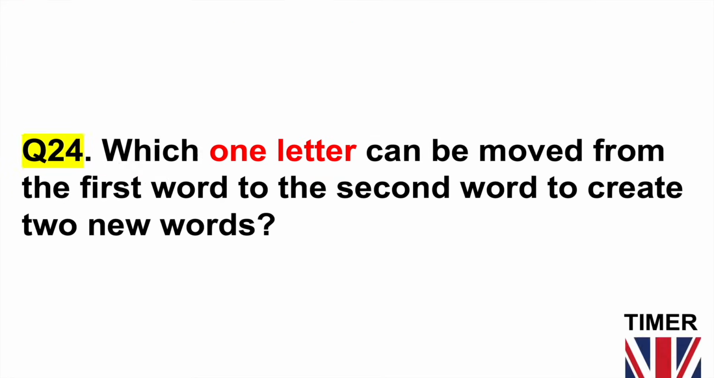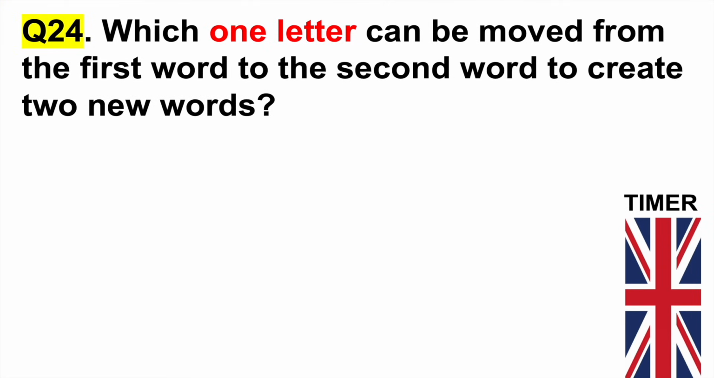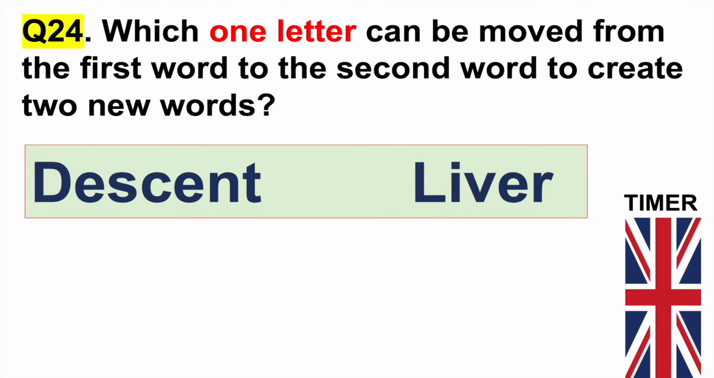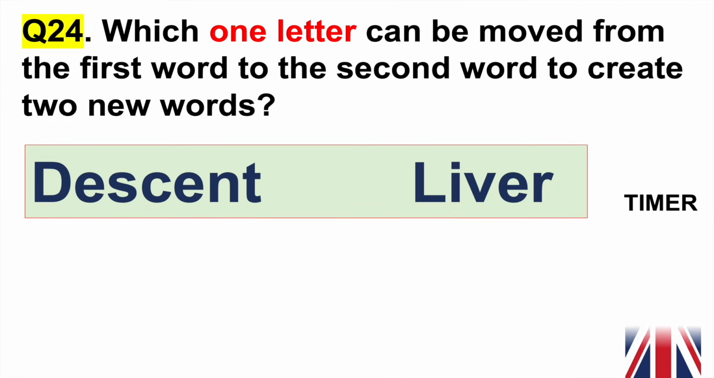Brilliant. Question 24. Which one letter can be moved from the first word to the second to create two new words? Descent and liver. Only one letter can be moved. Which one is it, please? These are difficult. Try one more, please.